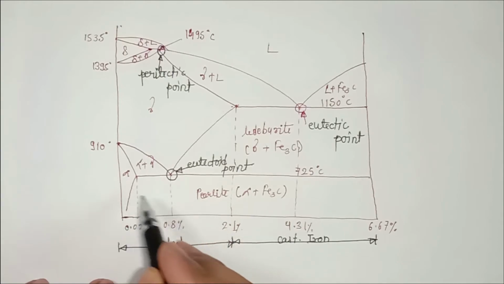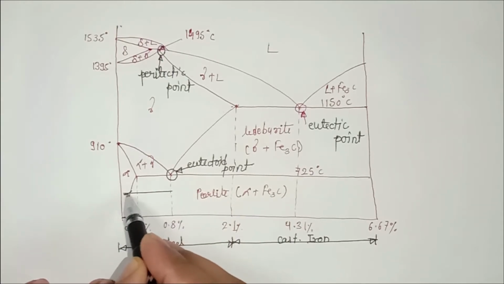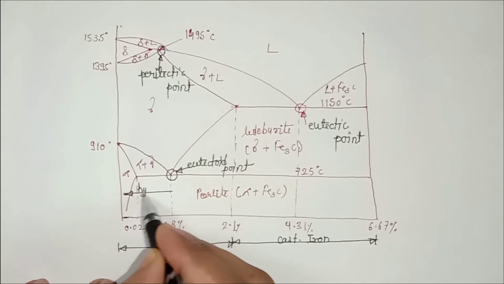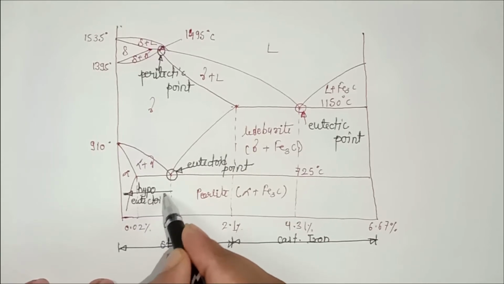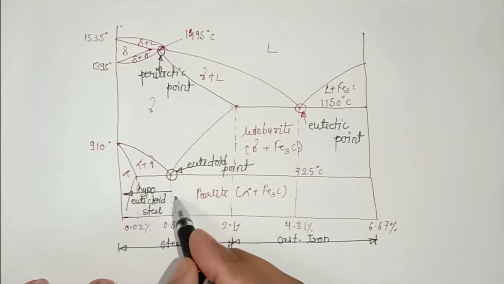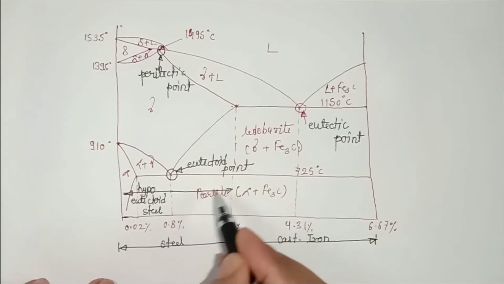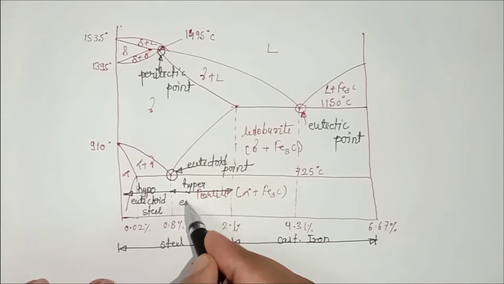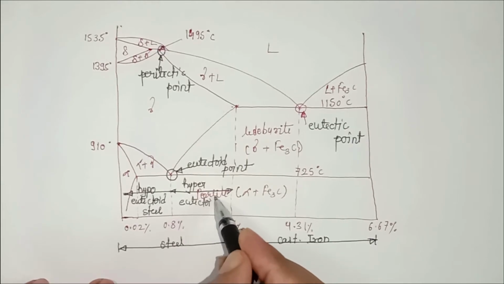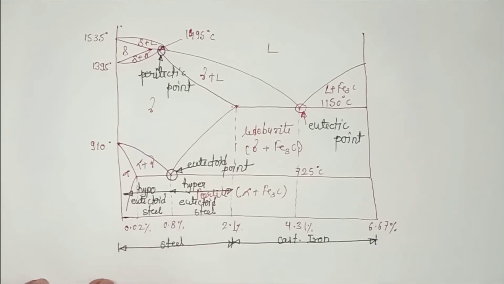From the eutectoid point to leftward, it is called hypoeutectoid steel. And from this point to 2.1, it is called hypereutectoid steel. Now I think you have to remember the word eutectoid point, so you will easily remember this point is called the eutectoid point.